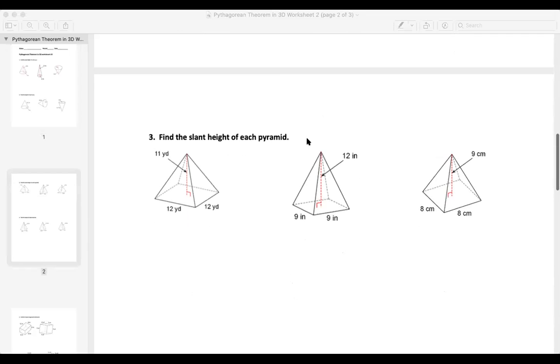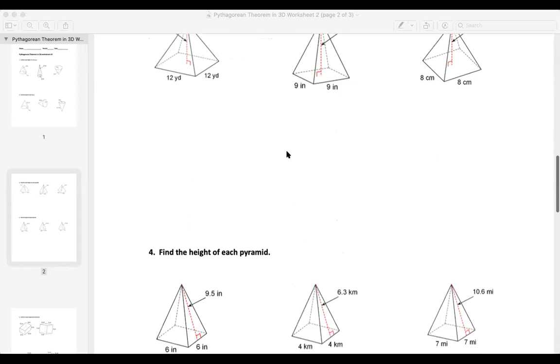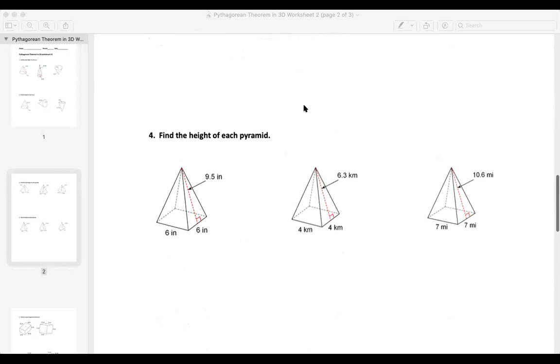All right, what else we got here? Okay, pyramids. Slant height, remember, is the distance along the outside. So for question number 3, remember the slant height would be this distance right here in green. There's your right triangle right there. Nothing really tricky for those. What else? Find the height for here. I was going to say the slant height is right here.